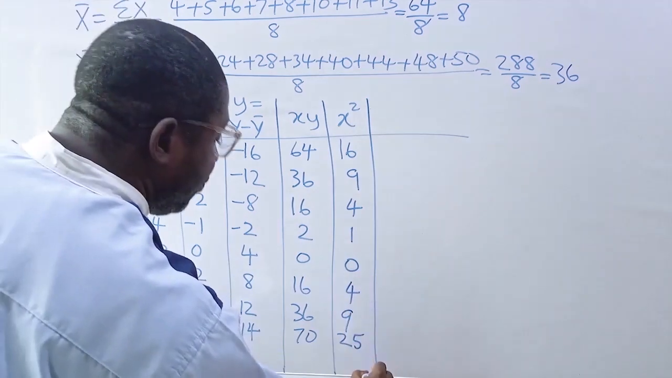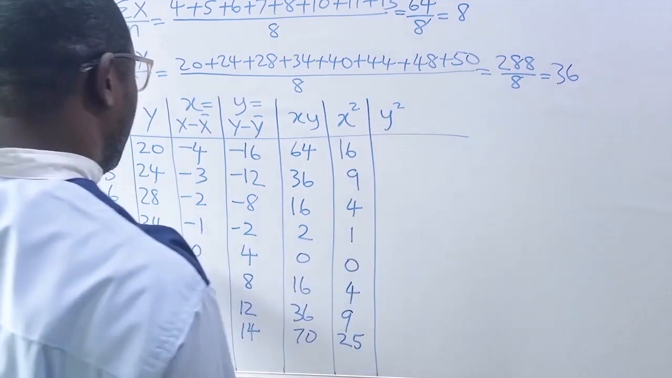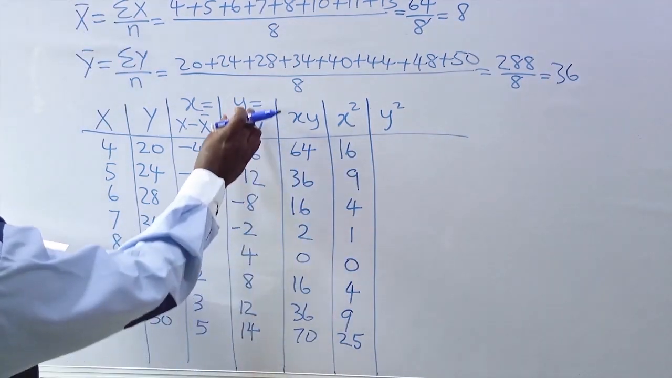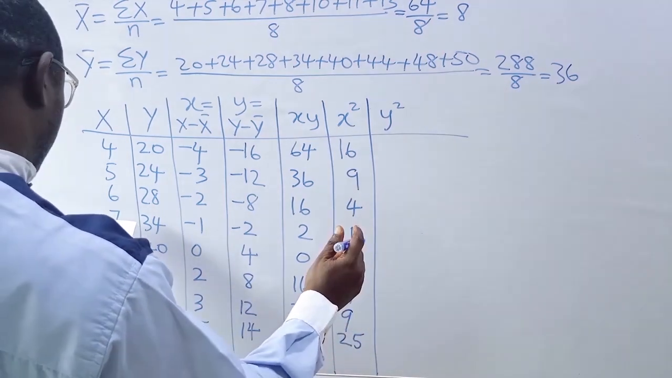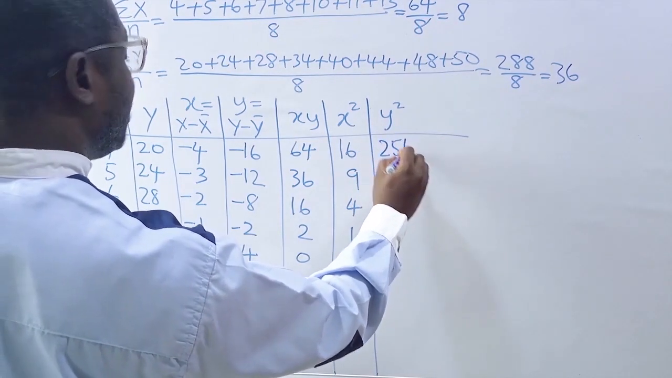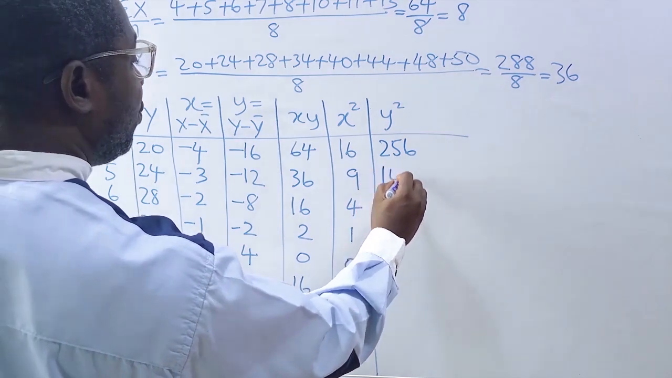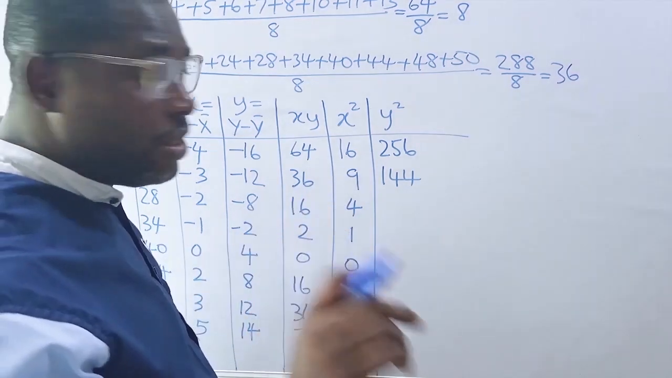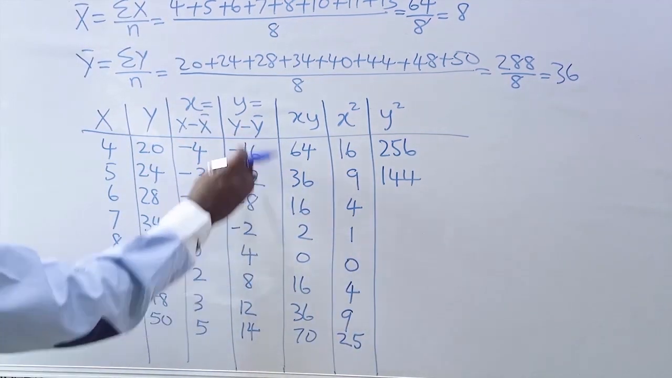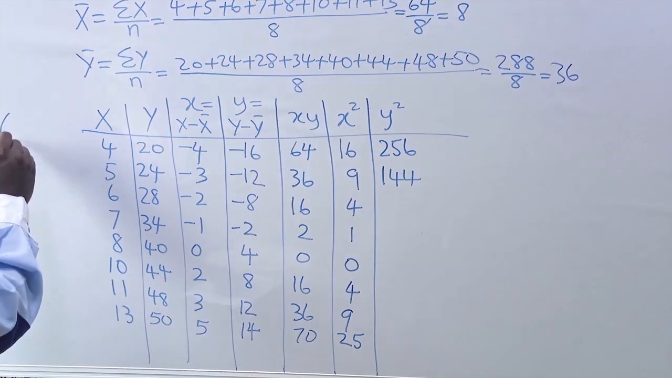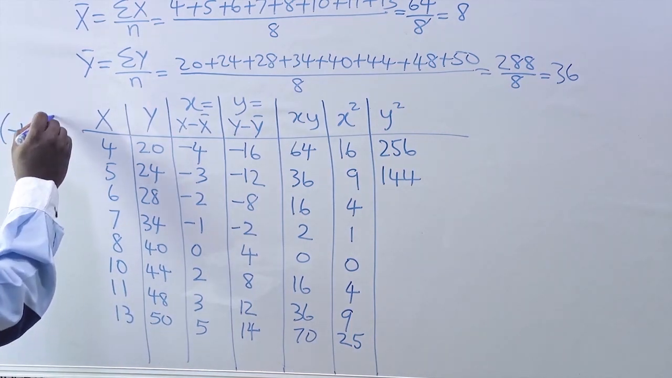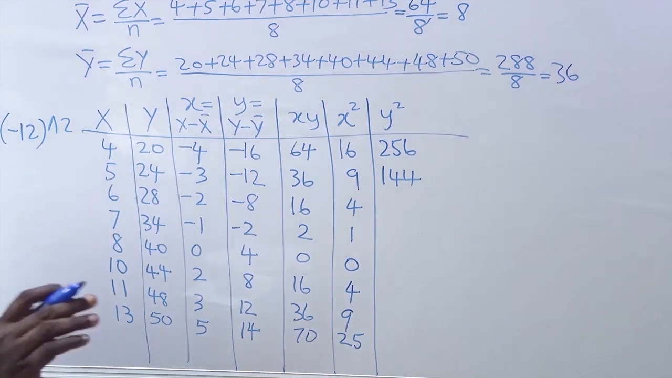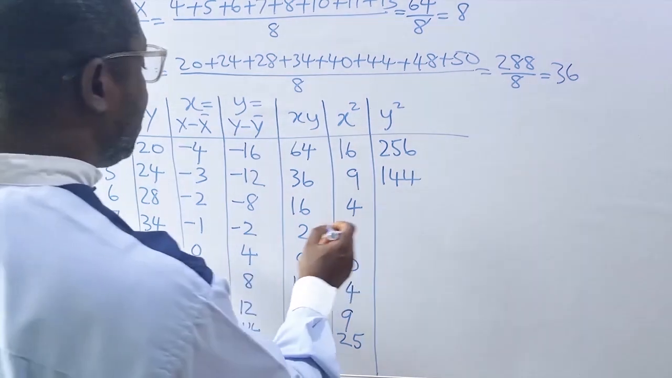Okay, quickly let's find y squared. Y squared will be, for the first one, 256, the second one is 144, square of minus 12 is 144. Let me remind you again that in finding the square of negatives, you have to put it in brackets and then do your exponent sign. If you don't do that, your values will turn out negative. Don't forget that. All right, so let's go on.